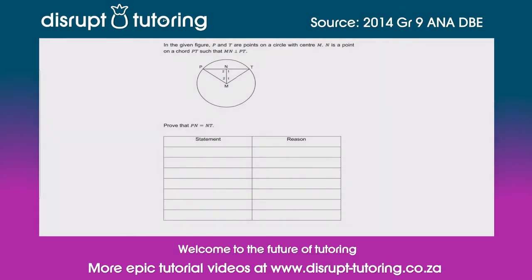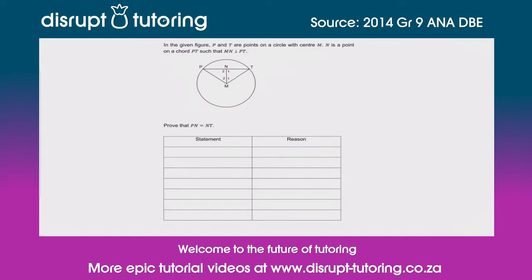Today we're going to deal with some geometry, and it specifically looks like something around congruency. So we're going to move straight into it. In the given figure, P and T are points on a circle with center M. So those are points on the circle that is center M, which is very important.